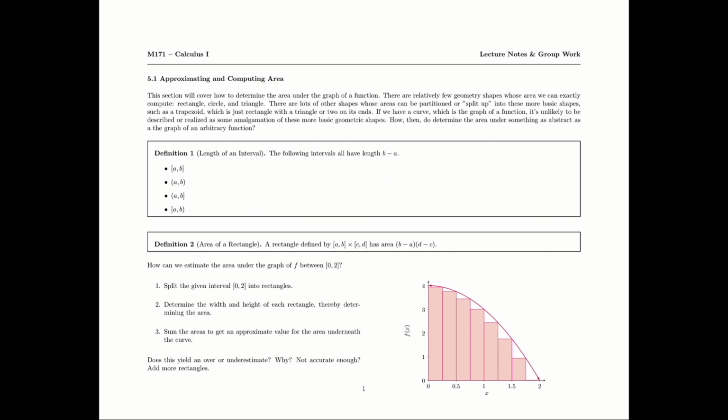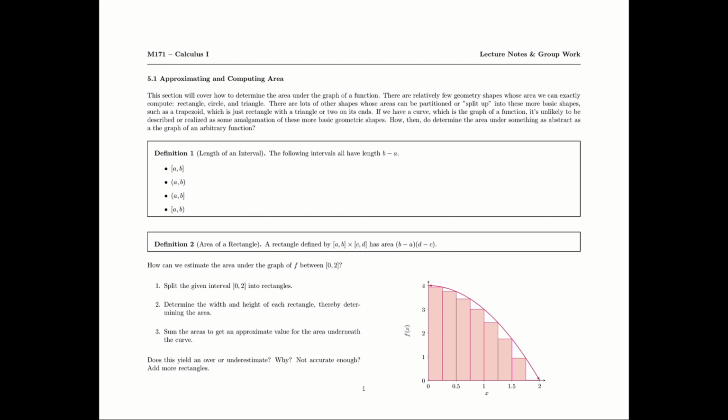Okay, so if we have a rectangle where one side is A to B, and the other side is C to D, then this has an area of the length of the one interval times the length of the other interval. Effectively, the only thing we can compute the area of exactly, for right now, we're going to assume is a rectangle, nothing else.